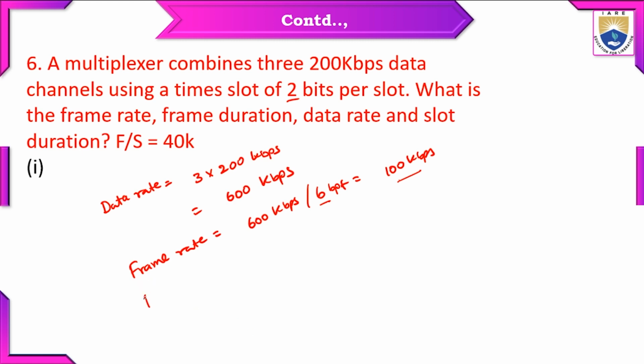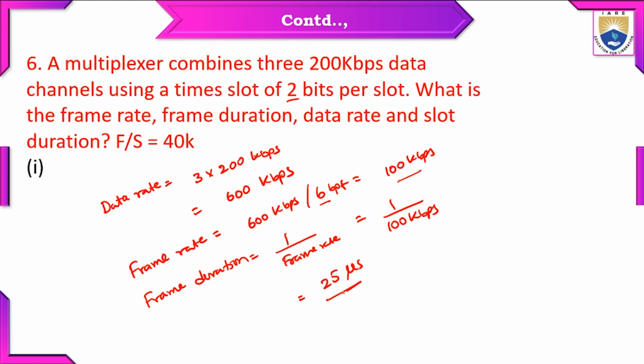Now the frame duration. The frame duration is the inverse of the frame rate, that is 1 by 100 kbps. Using a calculator, 1 by 100 kbps gives 25 microseconds.